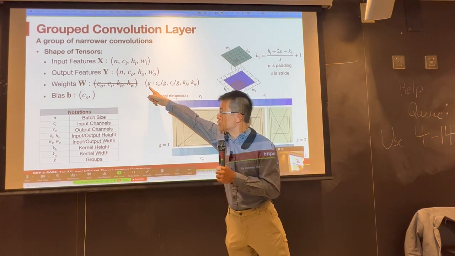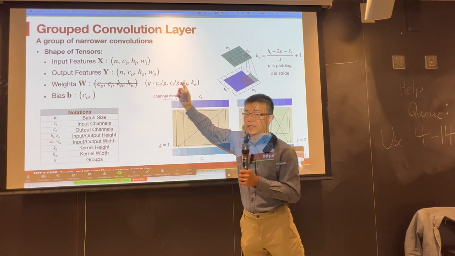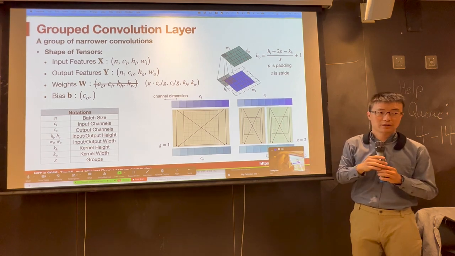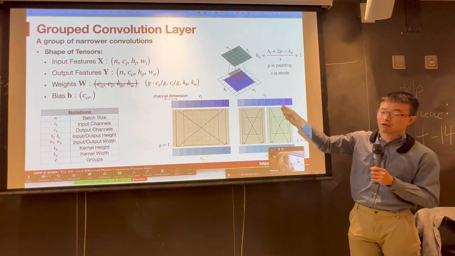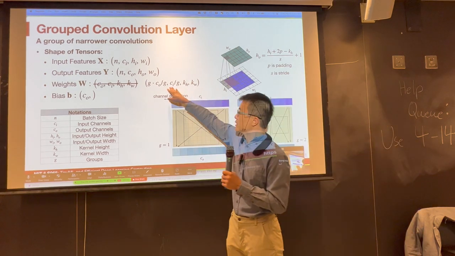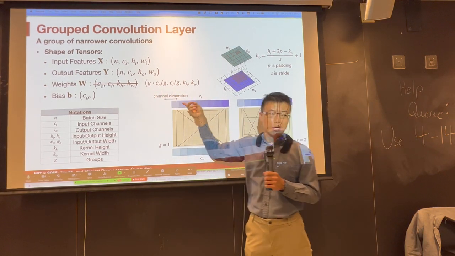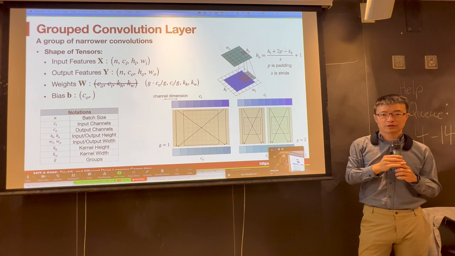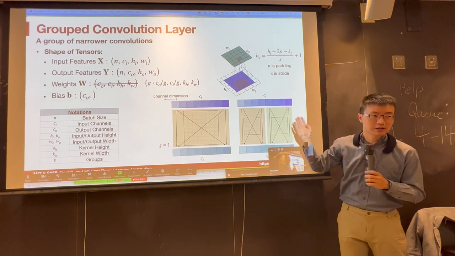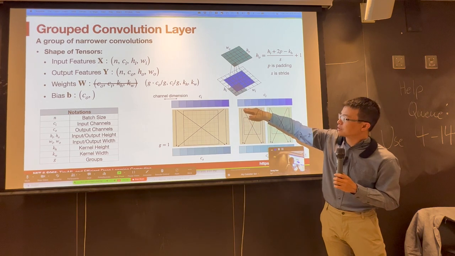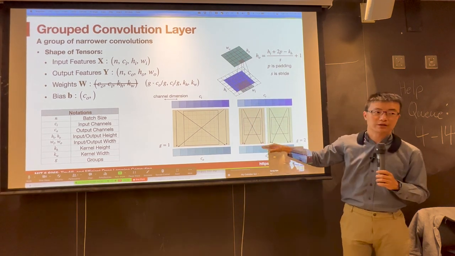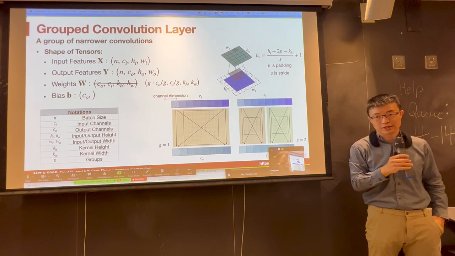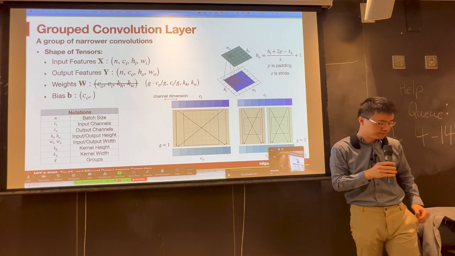What is the impact on the number of weights? We have two separate convolutions, but each one is g times smaller. Each one is 2 times smaller, but we have 2 of them. Therefore, overall, if we have 2 groups, the total number of weights is g times smaller, 2 times smaller. If you have 4 groups, the number of weights will be 4 times smaller. Again, you have more convolutions, but each convolution is g times smaller in the input and g times smaller in the output. So all together, you have g times fewer weights. That's the grouped convolution layer.